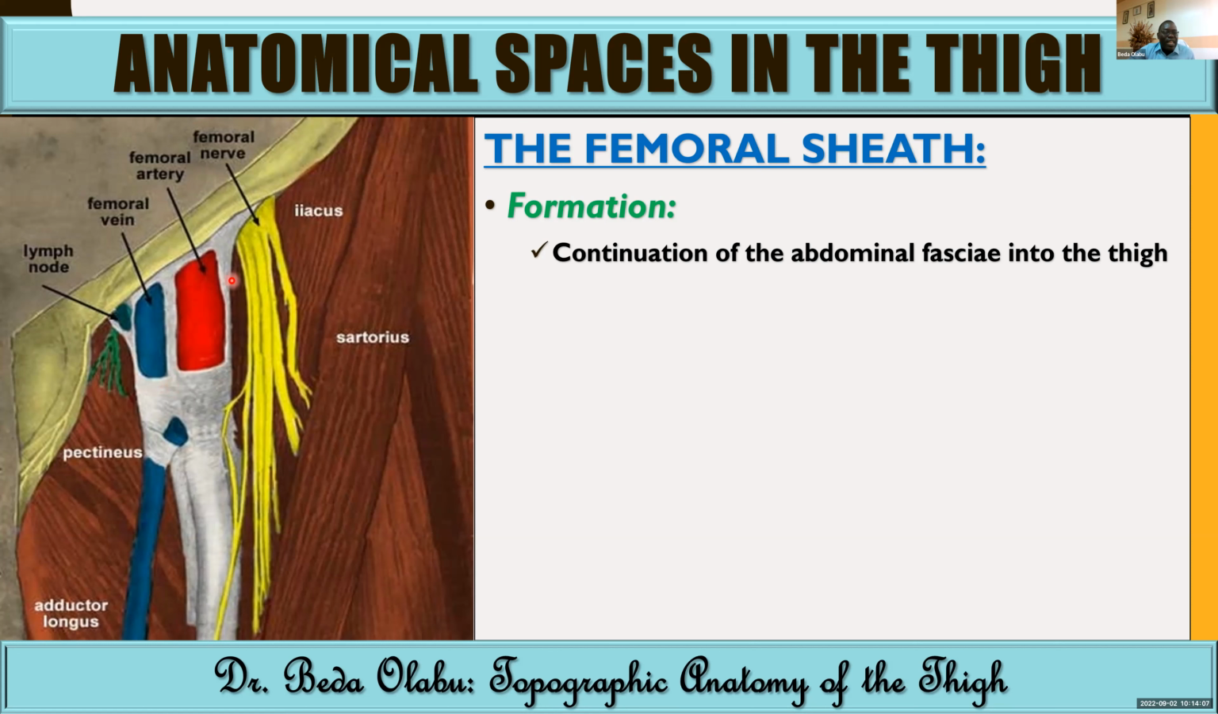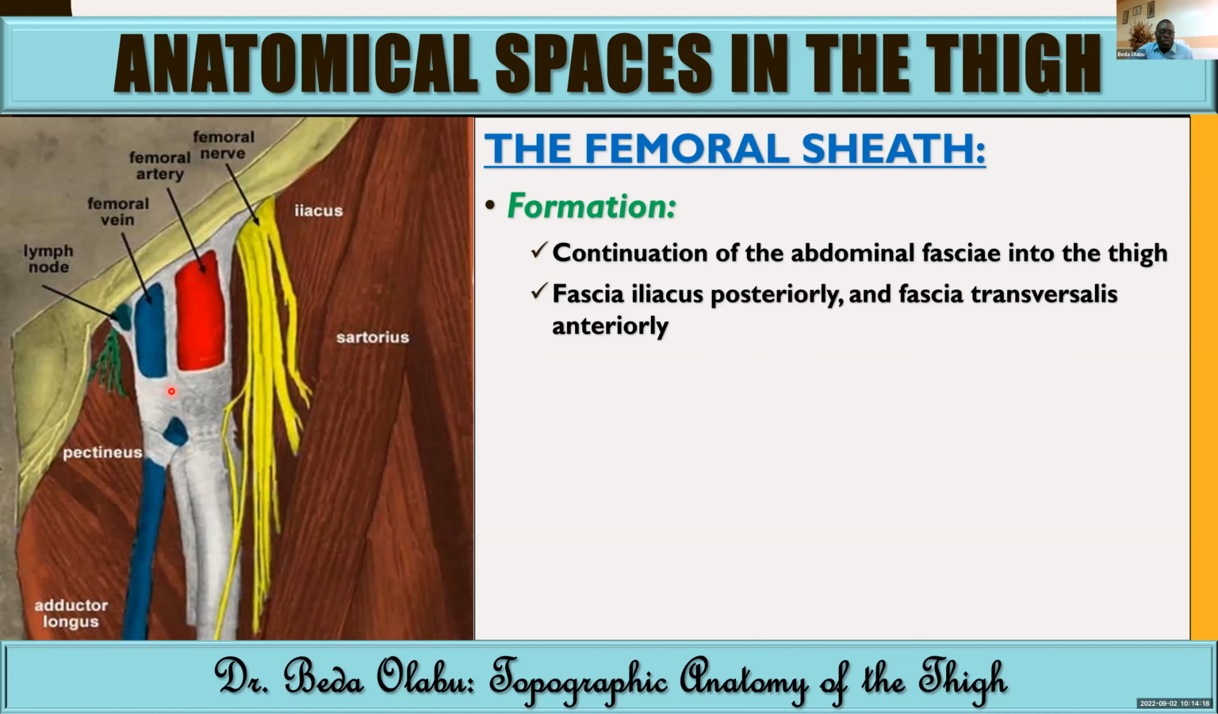Take note that the nerve is not within that sheath. The femoral nerve is also outside the sheath. So here we're just talking about the vessels. So which fascia of the abdomen actually forms the femoral sheath?